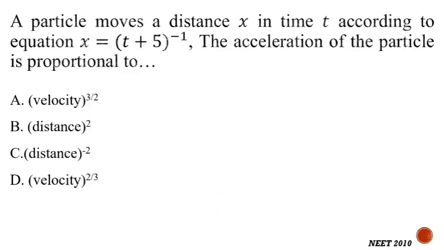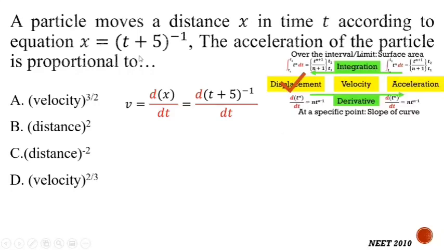Next problem. A particle moves a distance x in time t according to the equation x equal to (t plus 5) raised to minus 1. The acceleration of the particle is proportional to what? This means displacement is given, and we need to find out the acceleration for this.